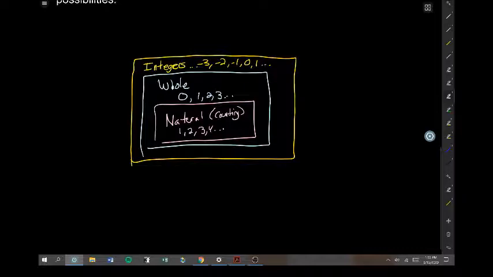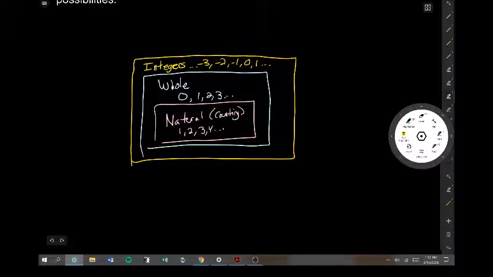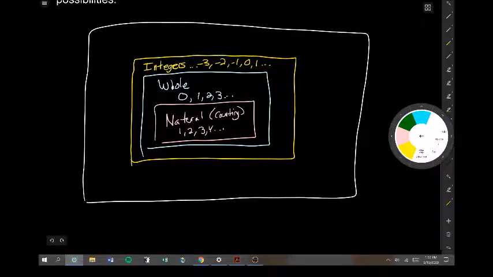If you're an integer, that doesn't mean you're a whole number. But if you're a whole number, you're definitely an integer. It's like how a square is a rectangle, but a rectangle isn't always a square. After the integers, we have a much, much bigger box. And these are called rational numbers. So the rational numbers include the integers, the wholes, and the naturals.